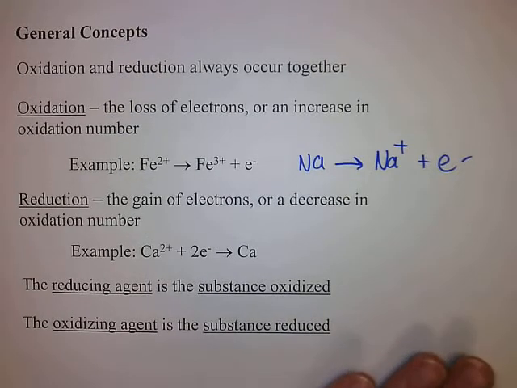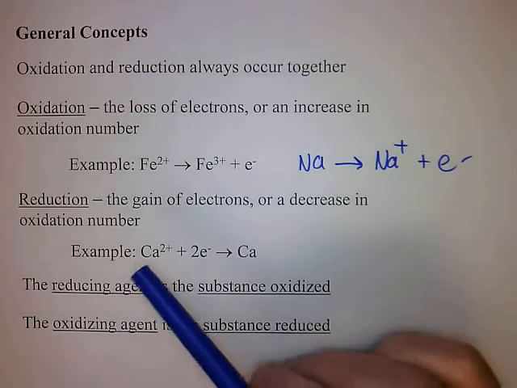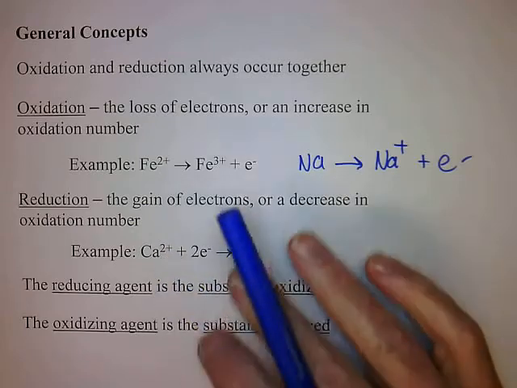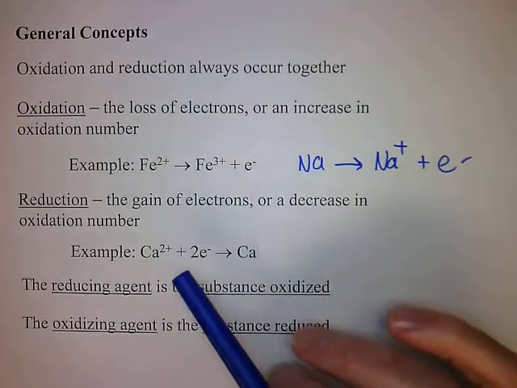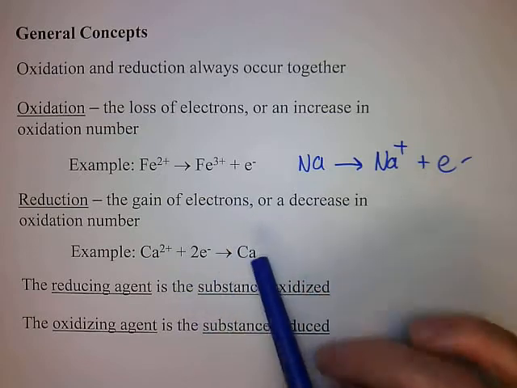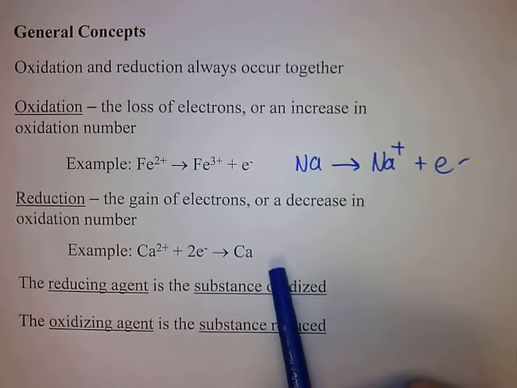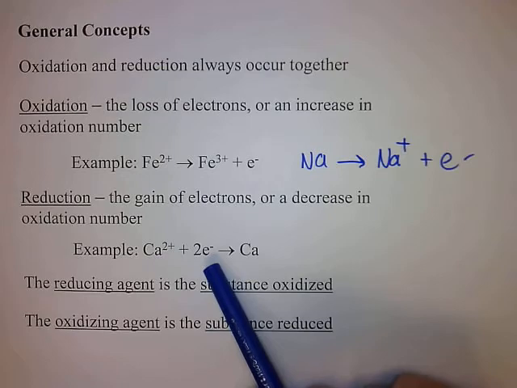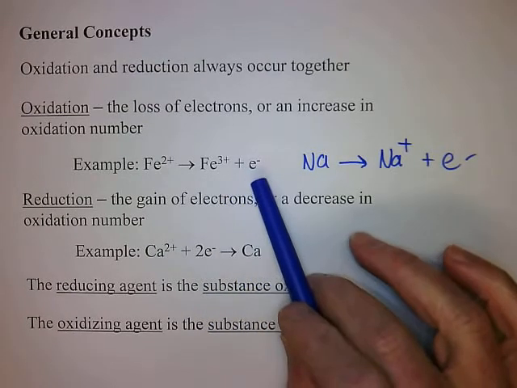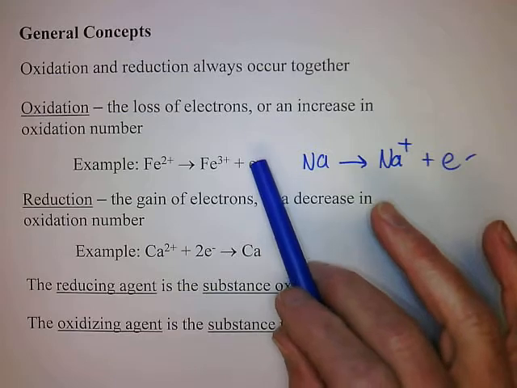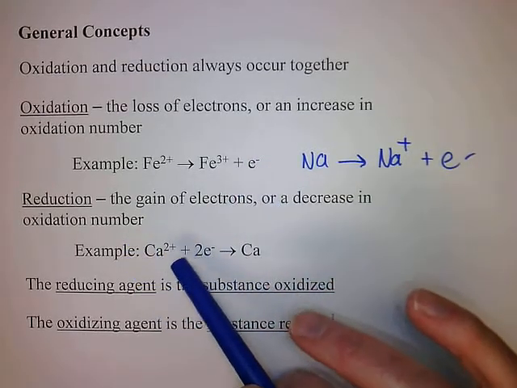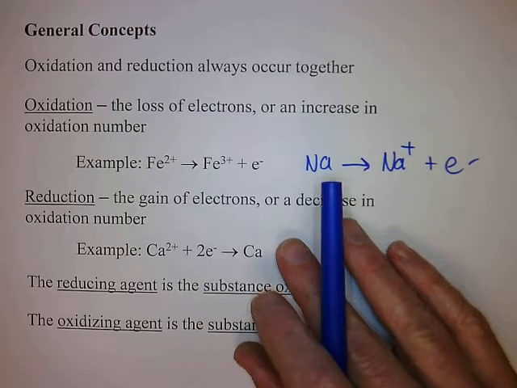Okay, so the opposite of this is the gain of electrons, which is a decrease in oxidation number. So for example, if we have the opposite process, a calcium 2 plus ion picking up 2 electrons and becoming calcium metal, that's the reverse process. Here we have electrons consumed. Okay. Here we have electrons liberated. In the oxidation, electrons are on the right side, and in the reduction, electrons are on the left side.